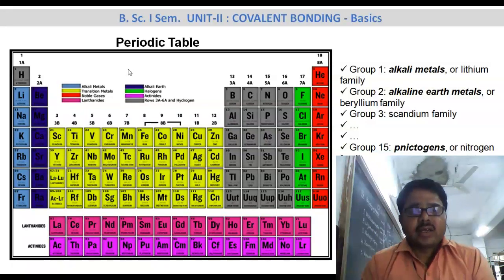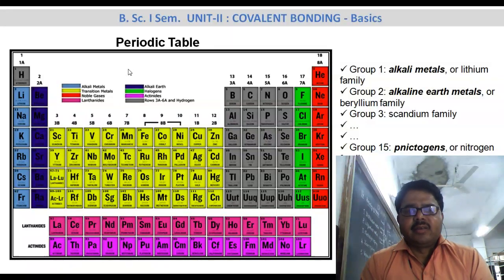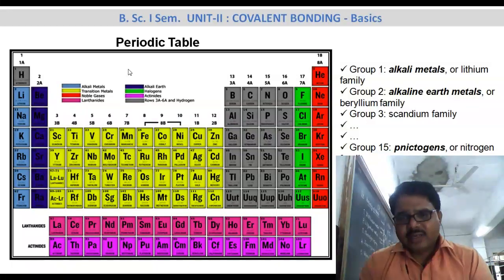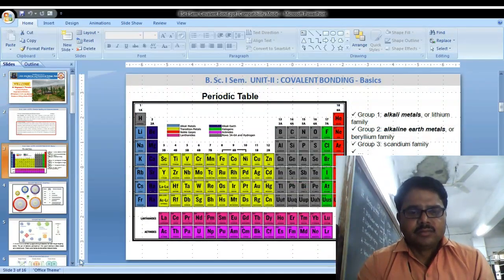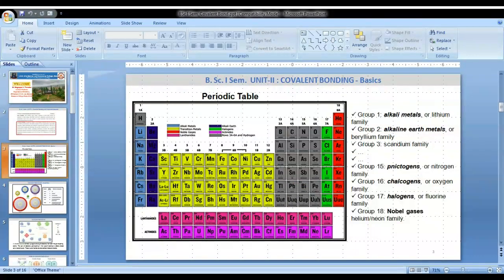These 18 groups are classified based on their similar chemical and physical properties. Group 1 elements are called alkali metals, group 2 elements are called alkaline earth metals and so on, and group 17 elements are also called halogens. Group 18 elements are called noble gases. If you compare the stability of all these elements in the periodic table, the group 18 elements are the most stable elements. Why these elements are most stable, we can discuss one by one.